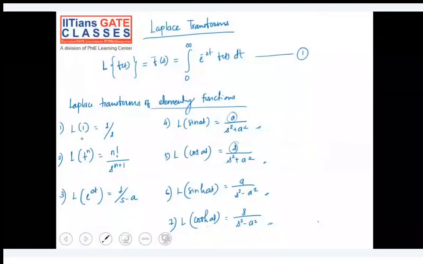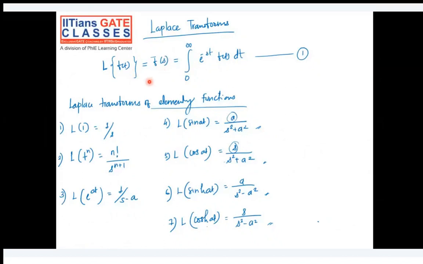I have already prepared a couple of slides to save our time and cover this topic. The definition of Laplace transform is here. The Laplace transform of a function f of t is generally given as F bar of s. The meaning of F bar of s is nothing but the integration from 0 to infinity of e to the power minus st times f of t dt.